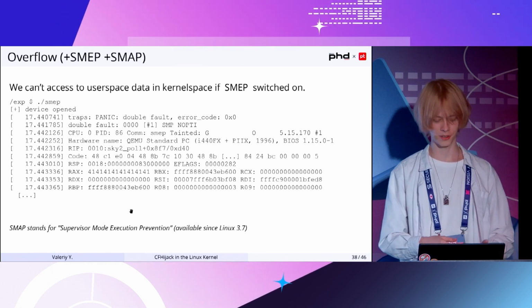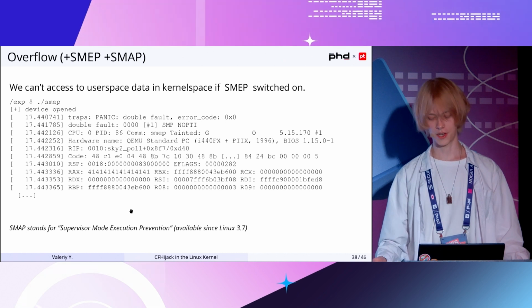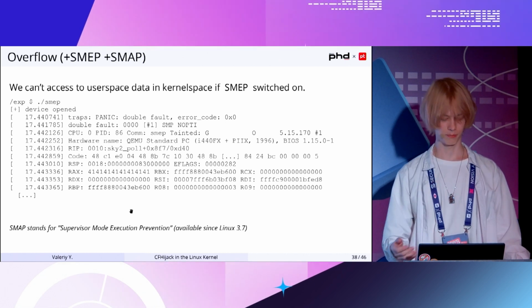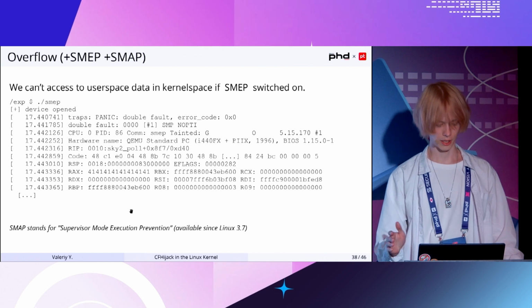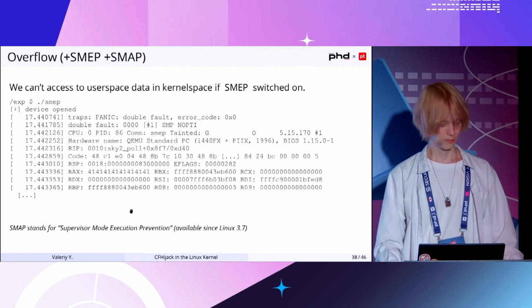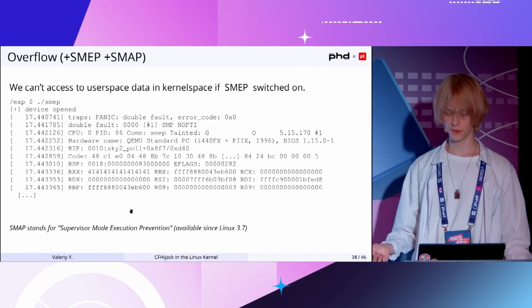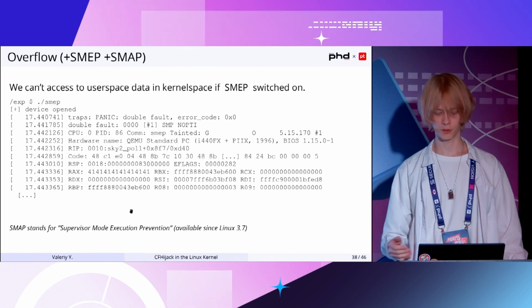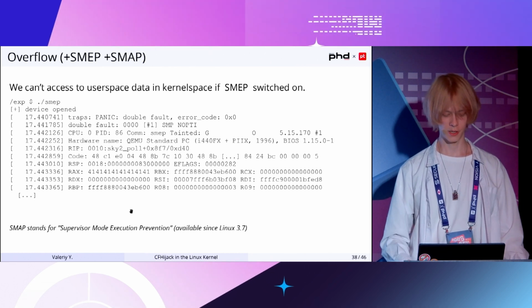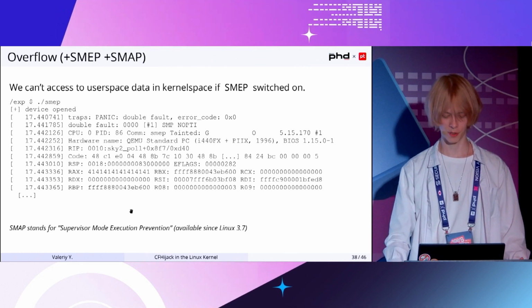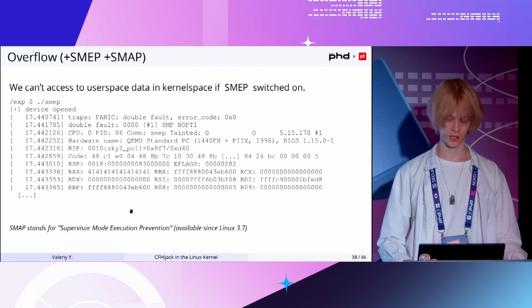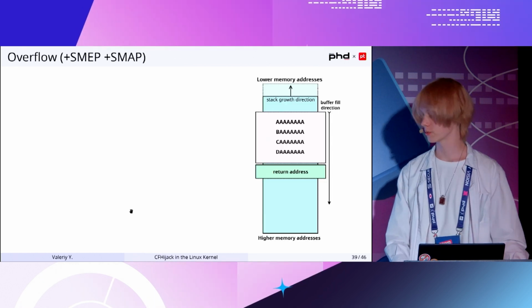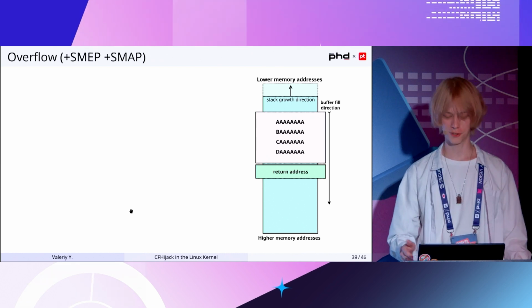In other words, when you are in the kernel space, you cannot get access to the user space. And the only thing we can legitimately use are copy_from_user functions. And when the control flow is hijacked, this SMAP cuts off the attack I demonstrated to you the previous time.